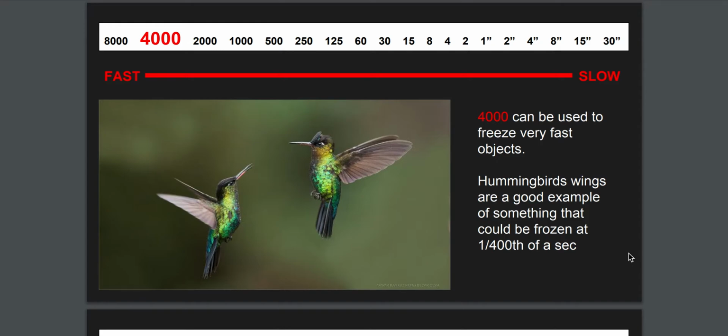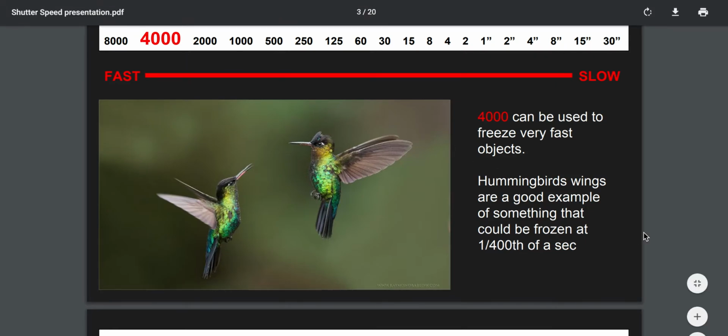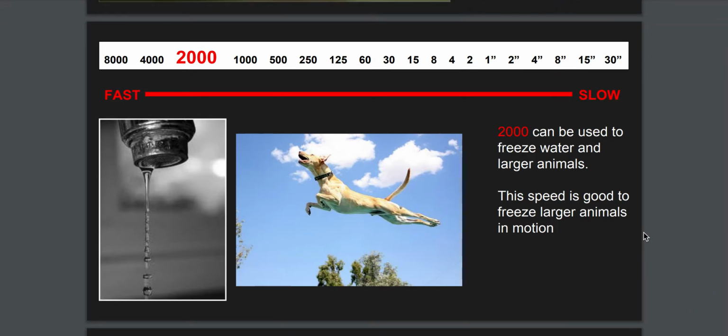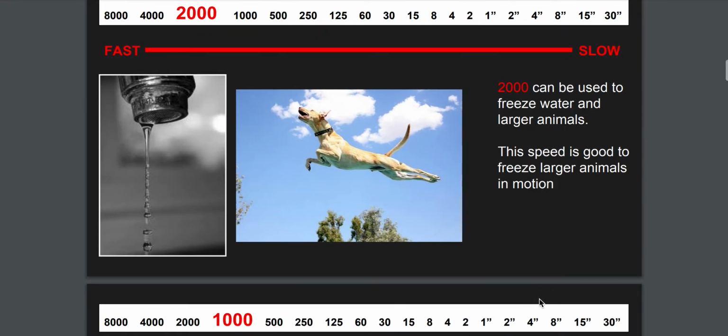So this first photo is shot at 1/4,000th of a second. And this can freeze super fast objects like hummingbird wings. Those are moving so fast, but you can freeze them in perfect stillness around 1/4,000th of a second. As we get into 1/2,000th of a second, that can freeze water or large animals in motion, not those smaller animals. For the smaller animals, you'll want to be higher up.